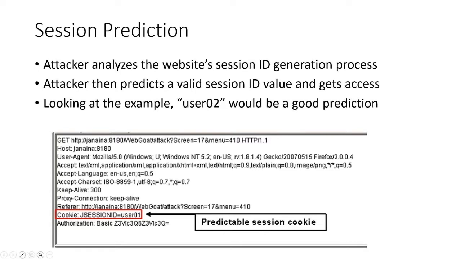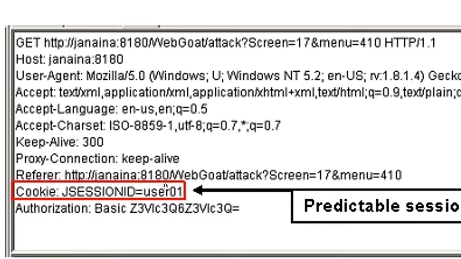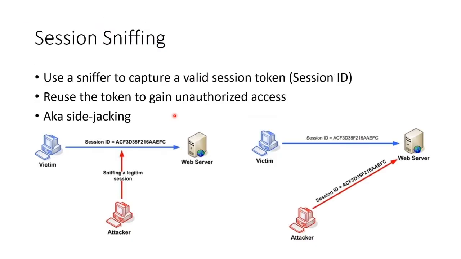Look at this example. If I zoom in here a bit, we're looking at a GET request. Here's the important part, cookie: JSessionID equals user1. Well, if they're doing something as silly as user1, user2, user3, maybe user2 is our next choice. So that is a simple example of session prediction.